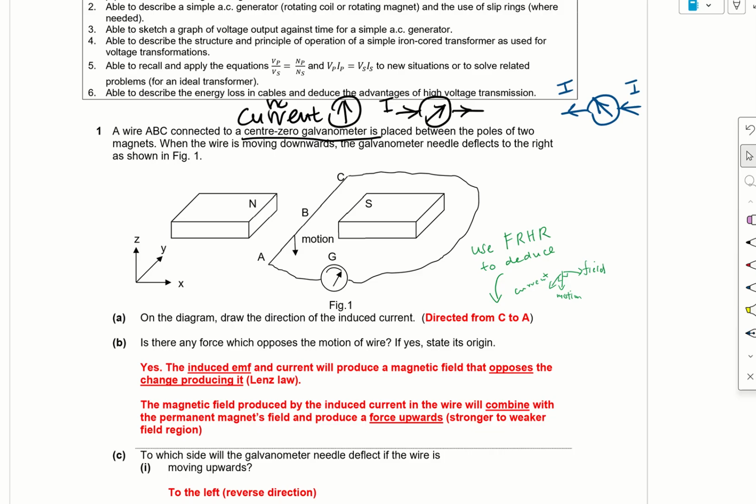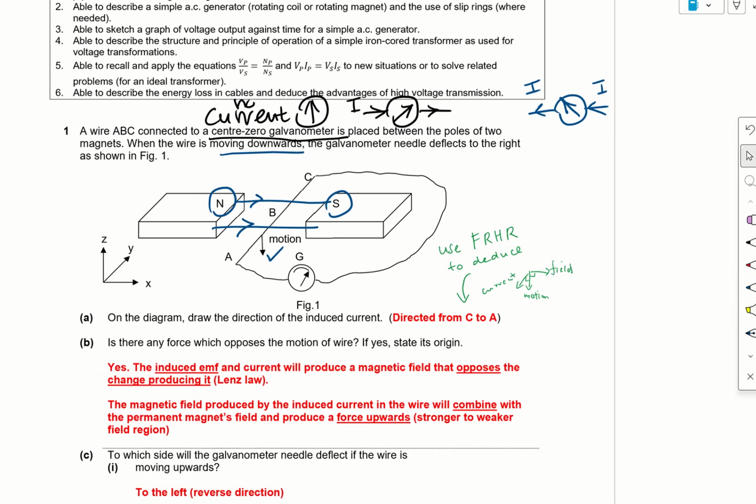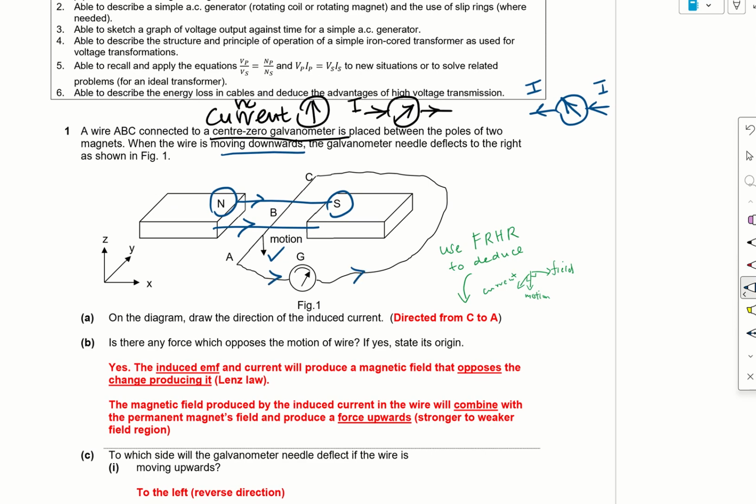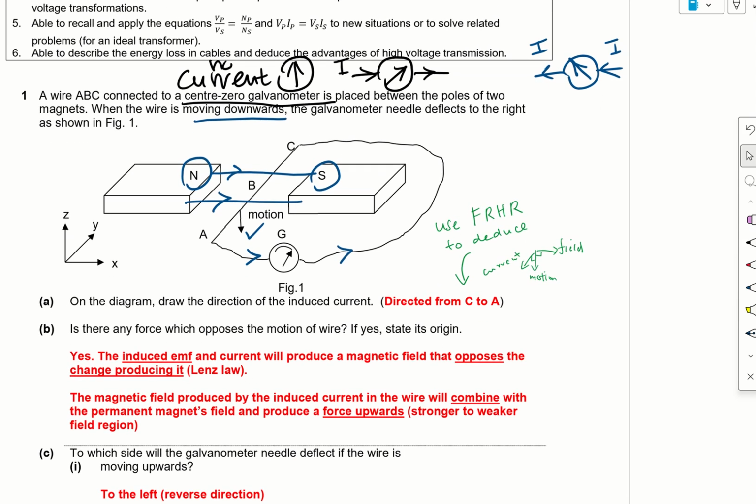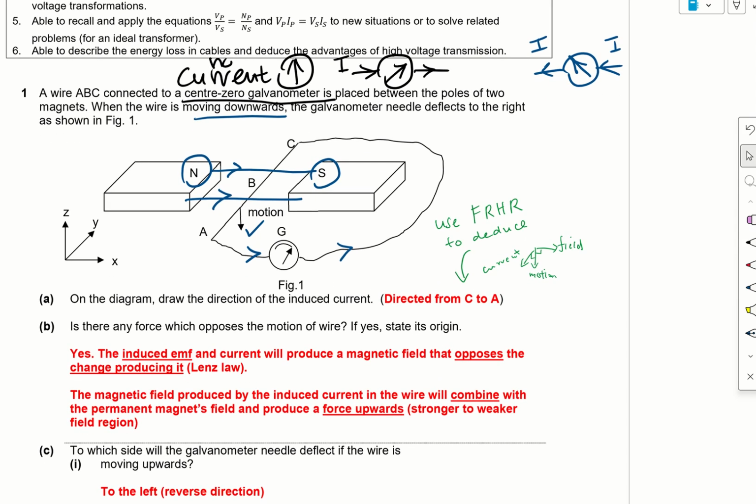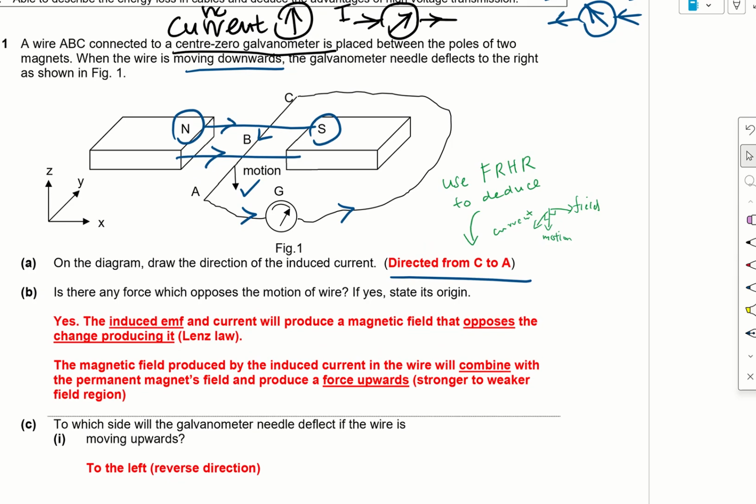So the wire is placed between the poles of two magnets. I see that there is a north and south given, and the magnetic field of this external magnet goes from north to south. Now, when the wire is moving downwards, we are giving a force, so the motion is downwards. The galvanometer needle deflects to the right as shown. That means current is flowing in this direction. So on the diagram, draw the direction of the induced current. It is from C to A. This is from your understanding of the deflection of the galvanometer.